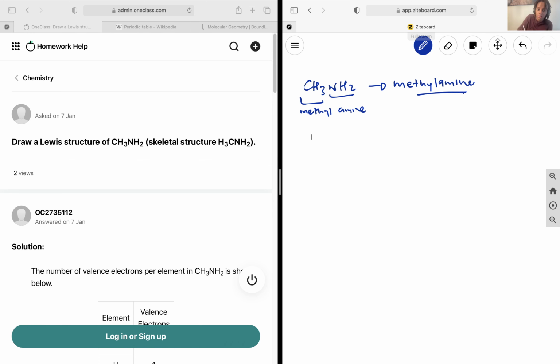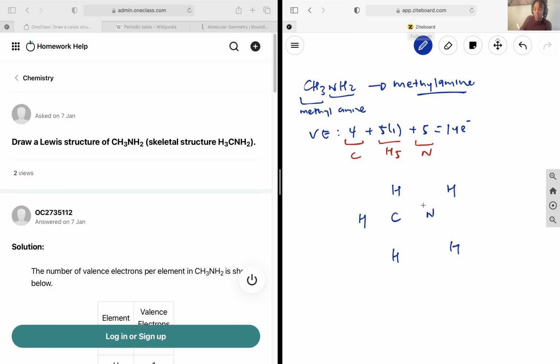Okay, and so let's count our valence electrons as usual. We'll have 4 from the carbon, plus 1 by 5 from the hydrogens, plus 5 from the nitrogen. And this is going to give us a total of 14 electrons. You can go ahead and label them just for clarity. C, there's H5, N. Okay, and then we start with our skeleton. Okay, and so let's start with one bond between everything and fill in any octets that are not yet full.